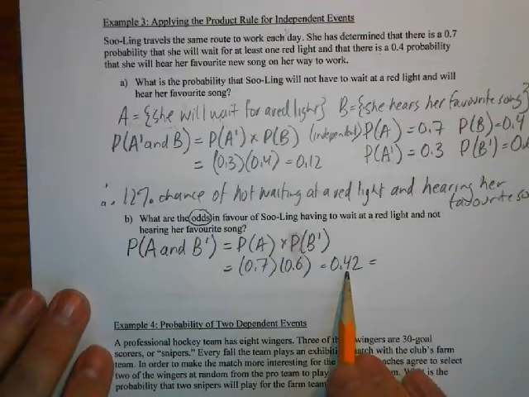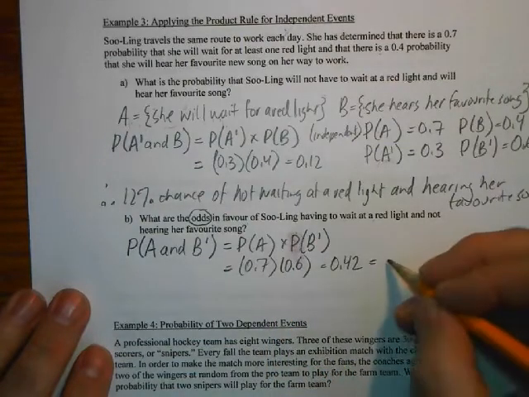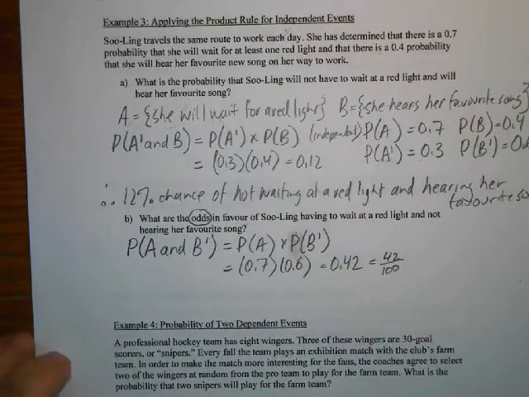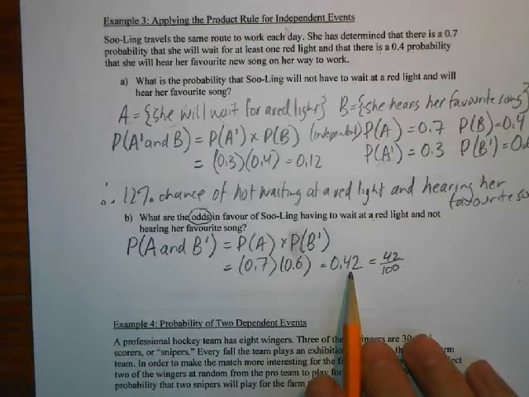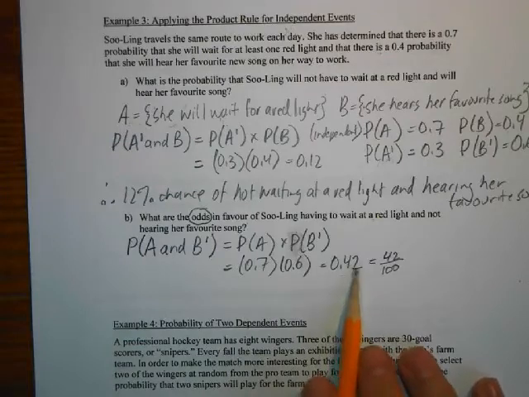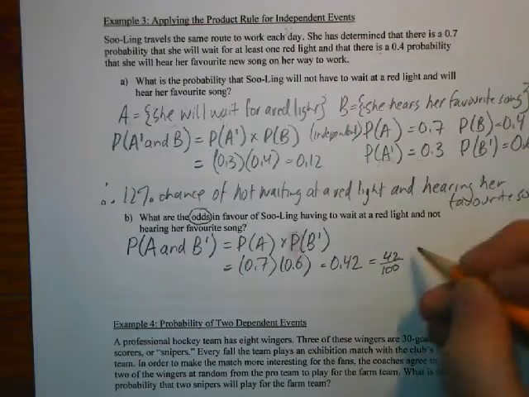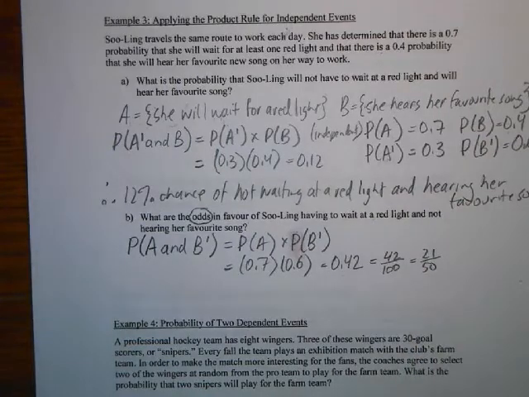I have it as a decimal right now because the original probabilities were decimals. So I'm going to write this as a fraction. When it's given as a decimal, that's easy to do because you can write the decimal over 10 or 100 or 1,000, depending on how many decimal places you have. So this would be 42 over 100. I can reduce this to 21 over 50, which you should do to make your numbers easier to work with.